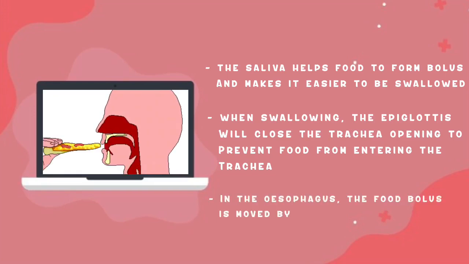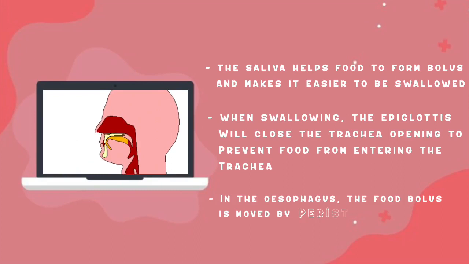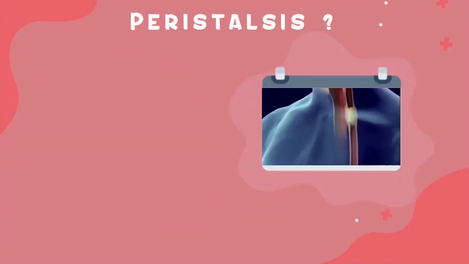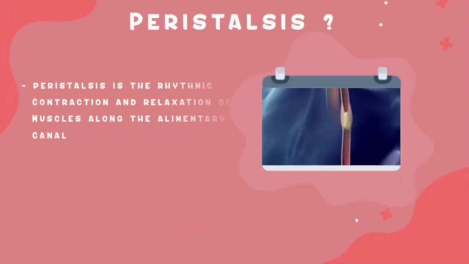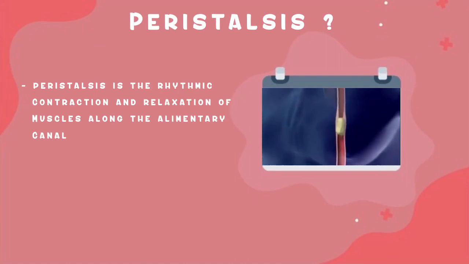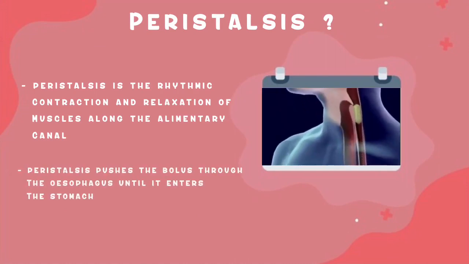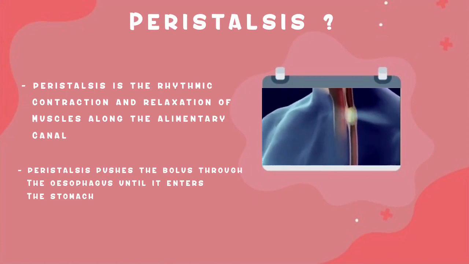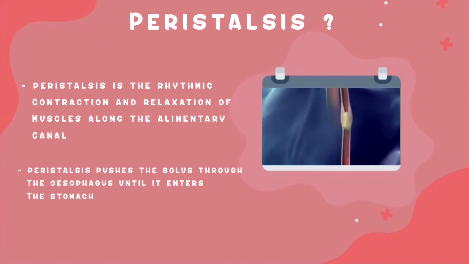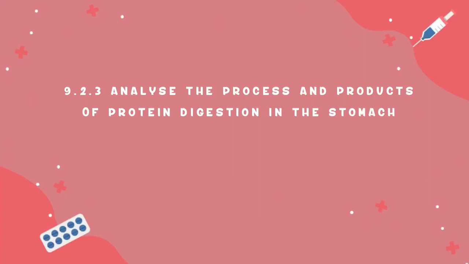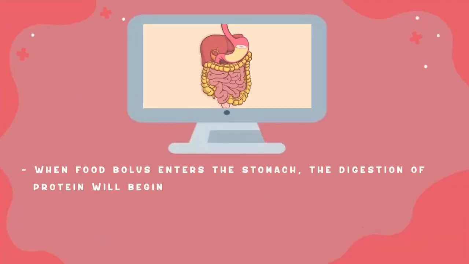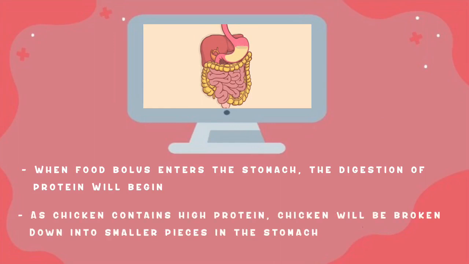In the esophagus, the food bolus is moved by peristalsis. So, what is peristalsis? Peristalsis is the rhythmic contraction and relaxation of muscles along the alimentary canal. Peristalsis pushes the bolus through the esophagus until it enters the stomach. When food bolus enters the stomach, the digestion of protein will begin. As chicken contains high protein, chicken will be broken down into smaller pieces in the stomach.